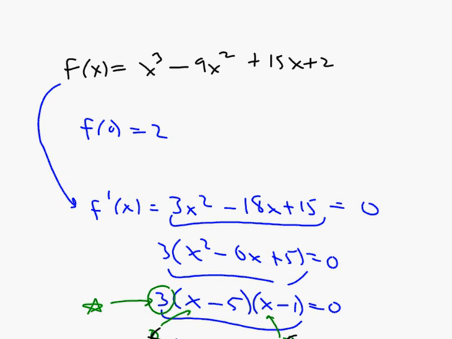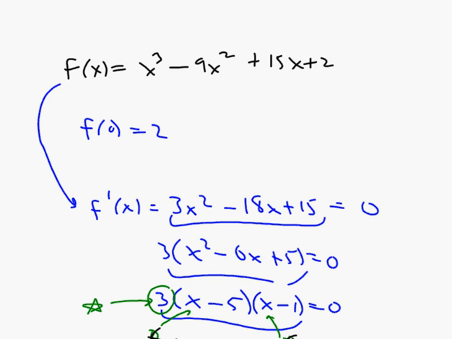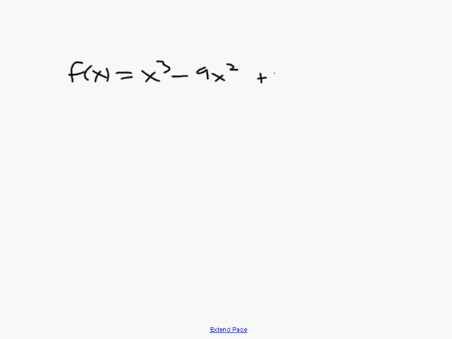f of x equals x cubed minus 9x squared plus 15x plus 2. And we know that f prime of 1 was equal to 0. We also know that f prime of 5 was equal to 0. Those are two places where we had horizontal tangent lines. What I'd like to know is the y values there.